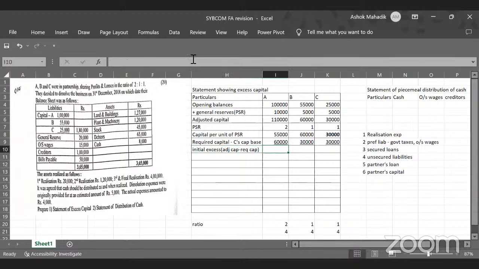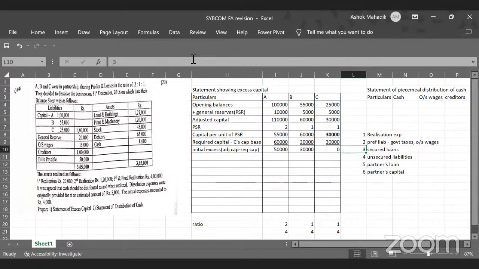So A's adjusted capital is 1,10,000 and he needs to bring in only 60,000. So 50,000 is excess he has brought. Clear? What about B? He has brought in 60,000 and required as per C's criteria is only 30,000. So he has brought in 30,000 excess. What about C? His adjusted capital is 30,000 and his required capital is also 30,000. So 0, he doesn't have any excess. Always remember the capital which is taken as base, it will become 0.